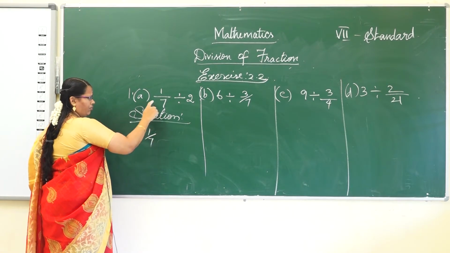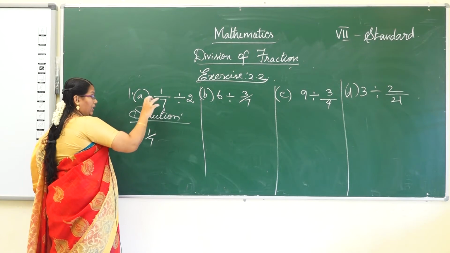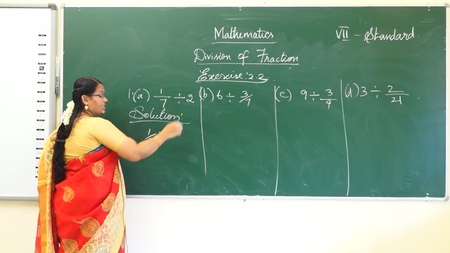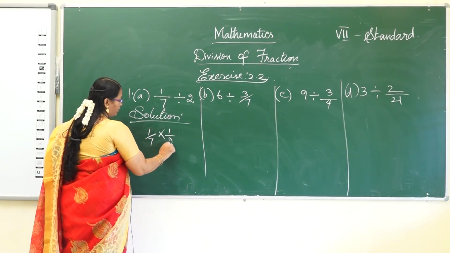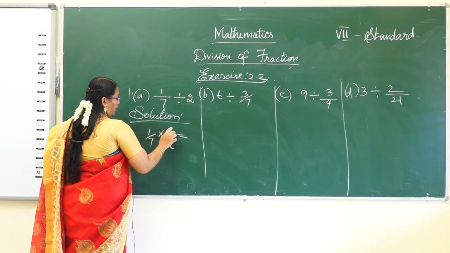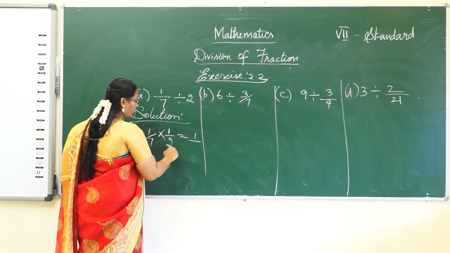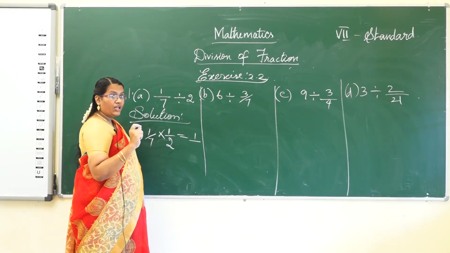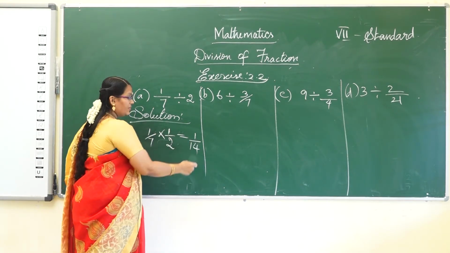When dividing a fraction by a whole number, we multiply the fraction by the reciprocal of the whole number. What is the reciprocal of the whole number? 1/2. So we can write it as the product of the numerators, 1, over the product of the denominators. Here we have applied multiplication of a fraction by a fraction. So 7 twos are 14. That's it.